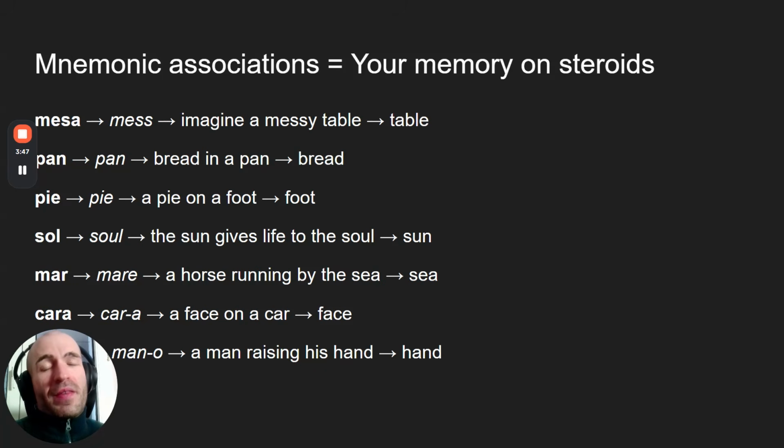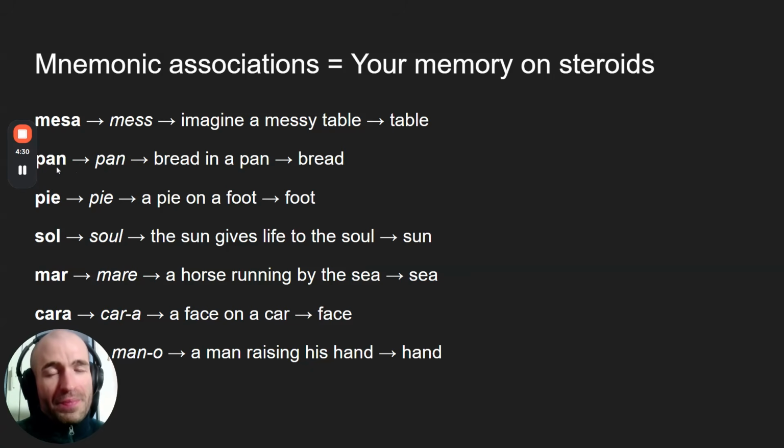Basically, you take the new word, like mesa is table in Spanish. You find a word in English that sounds like it, like mess, and then imagine a table that's really messy, right? Like your kitchen table is a complete mess, for example, and you actually visualize it. The more vivid it is, the more senses you use, like not only visual, but if you can hear it, smell it, feel it, whatever. Also, the more shocking it is, the more likely you are to remember it.